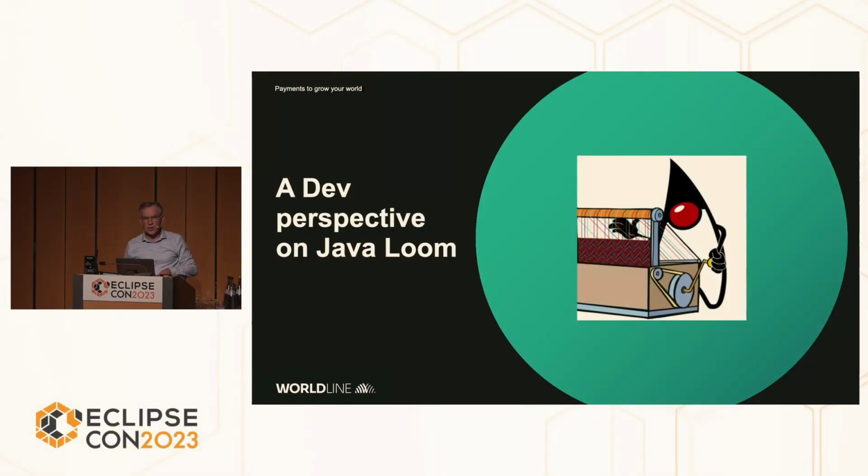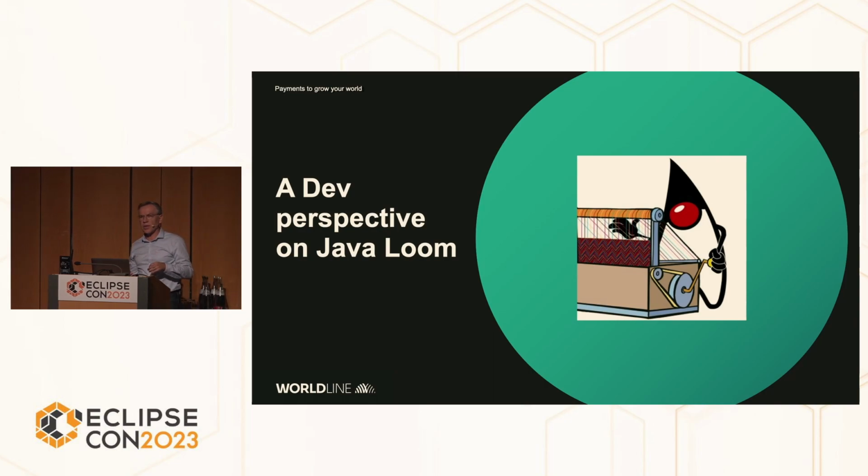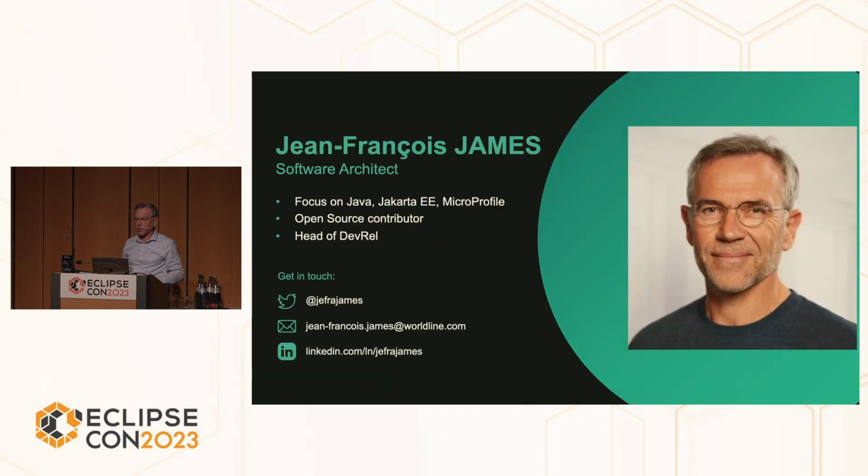So thank you for attending this session dedicated to Java Loom. What I propose here is to address this topic in a very concrete way from a developer perspective. What does this new concurrency model change when we design, develop, configure, and monitor our Java applications?